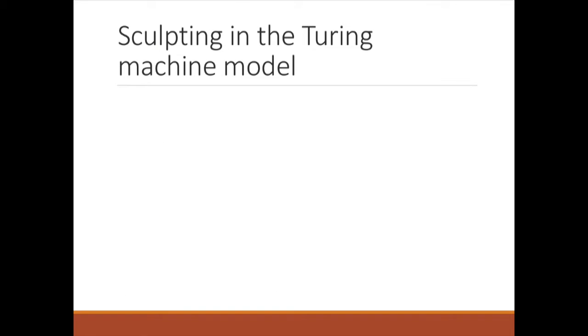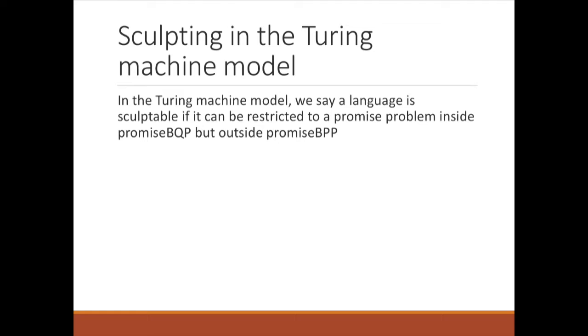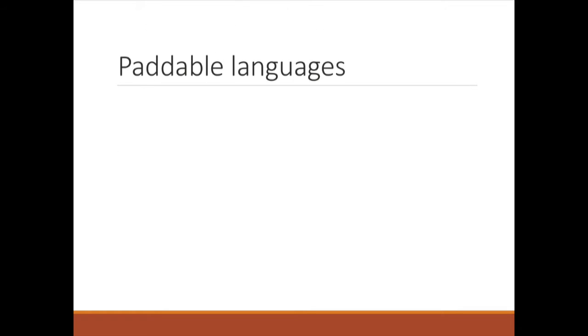Let me just, in two minutes, talk about sculpting in the Turing machine model. In the Turing machine model, there's no longer query complexity, but we can ask a similar question. We can say a language is sculptable if you can restrict it to a promise such that it's in promise BQP but not in promise BPP. It can be solved by quantum algorithms but not by classical algorithms. To be sculptable at all, we must start with a language that's hard, a language outside of BPP.